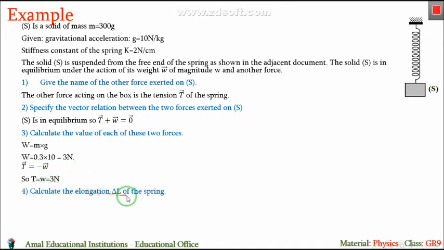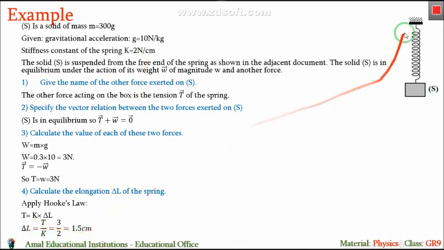Finally, calculate the elongation delta L of the spring. To find the elongation delta L of the spring, we must apply Hooke's law. Hooke's law states that the tension is equal to the stiffness constant K times the elongation delta L. So, delta L will be equal to the tension force divided by the stiffness constant K. The tension force calculated in part 3 is equal to 3 Newton, and the stiffness constant K is given in the statement, which is equal to 2 Newton per centimeter. Since the stiffness constant is in Newton per centimeter, the elongation delta L will be in centimeter. By calculation, delta L will be equal to 1.5 centimeter.